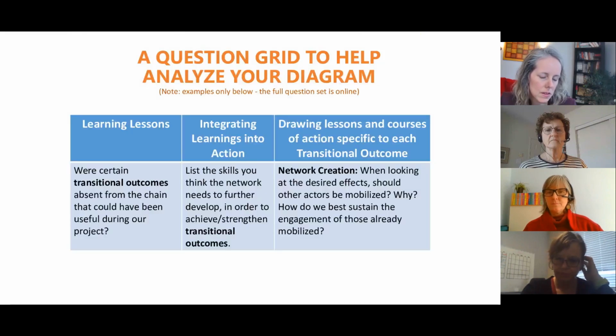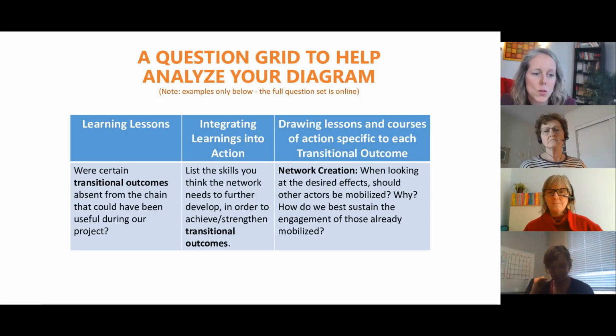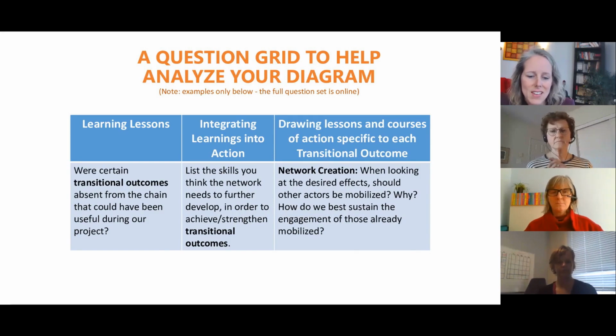In module three, there is also a grid of questions that allows learning lessons from the action, so retrospective insight, and investing the learning in action, so prospective insight. There are also questions that relate to each of the transitional outcomes. It helps to understand how each transitional outcome has been mobilized to achieve effects and to think of avenues to better use them in order to achieve the expected objective in the future.